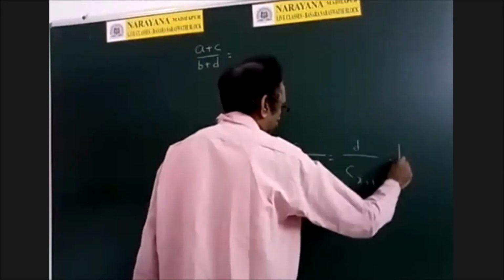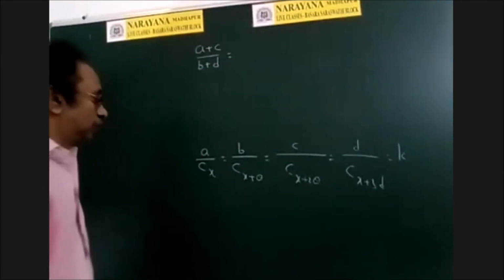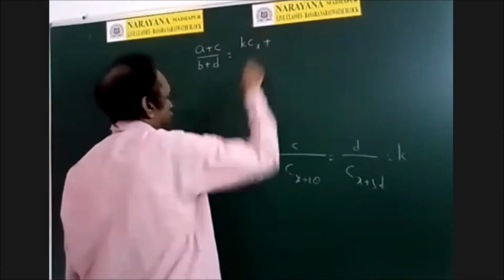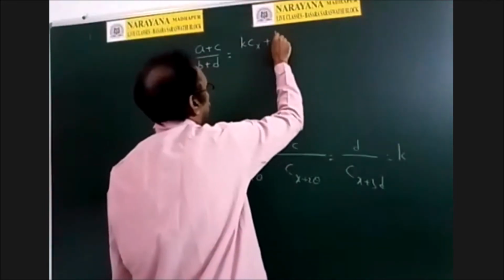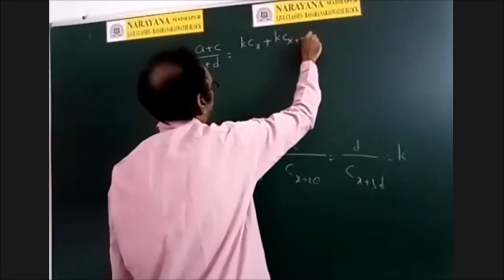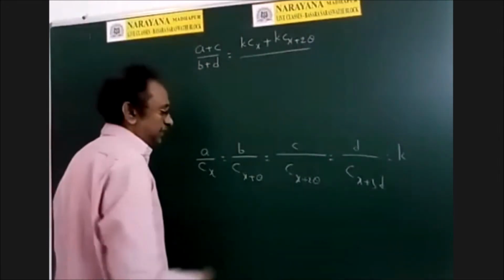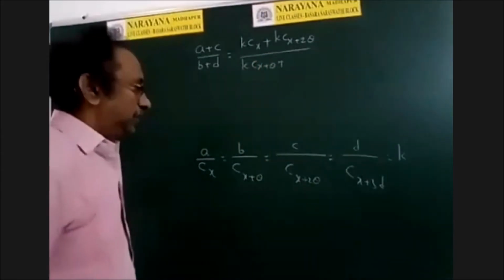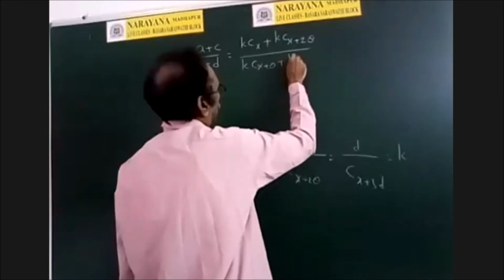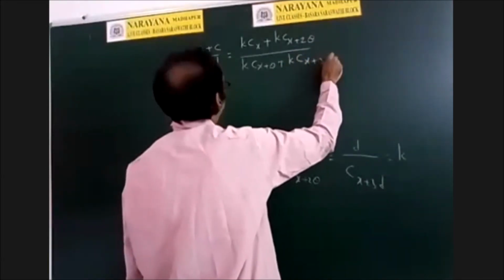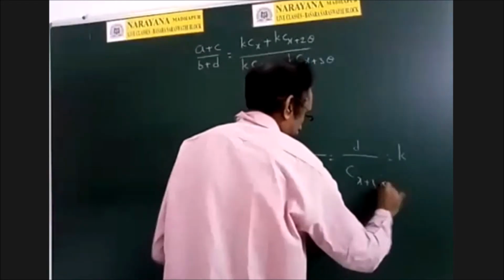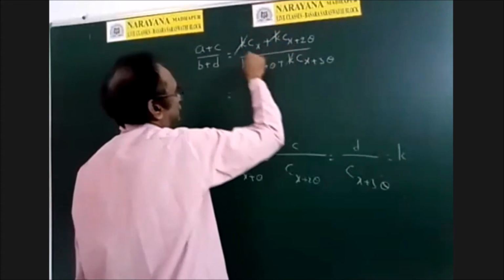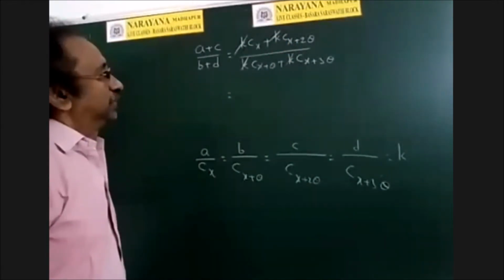So this is equal to some constant, say k, and therefore a is equal to what? k cos x. C is equal to what? k cos x plus 2 theta. B is k cos x plus theta. And what is D? k cos x plus 3 theta. Isn't it? Is it 3 theta? Yes. So now k can be cancelled from the numerator and denominator, and you can apply transformations.